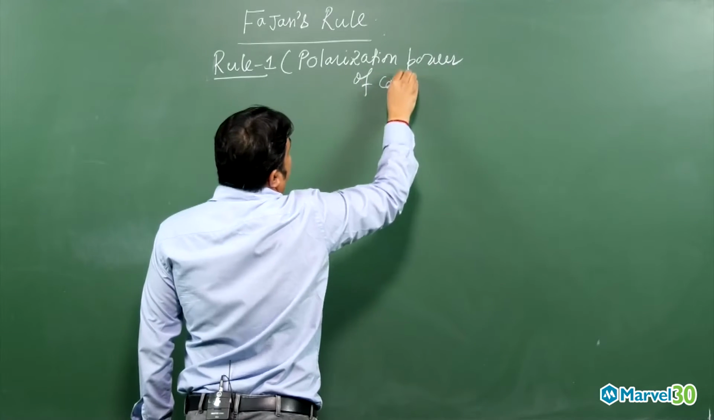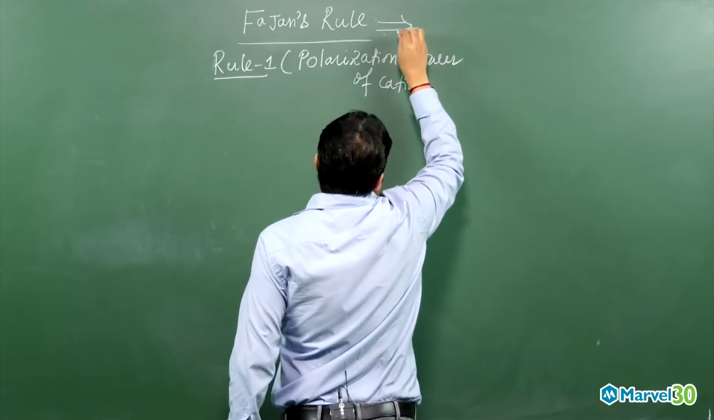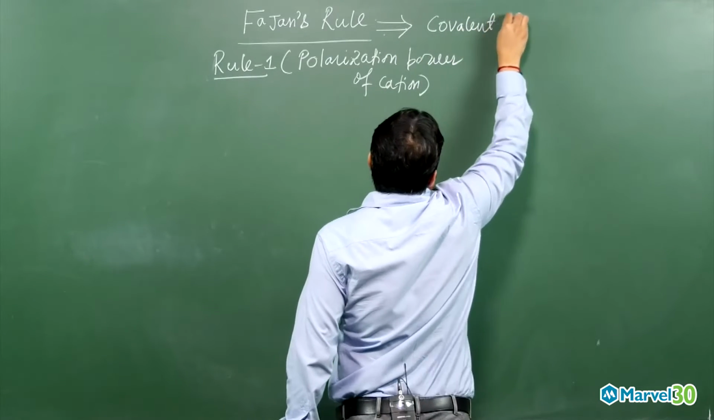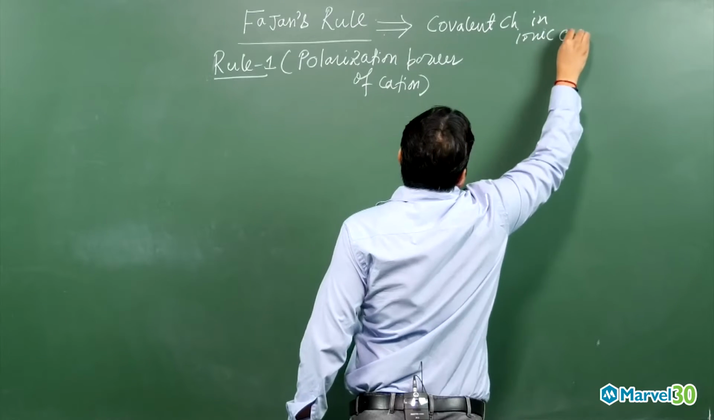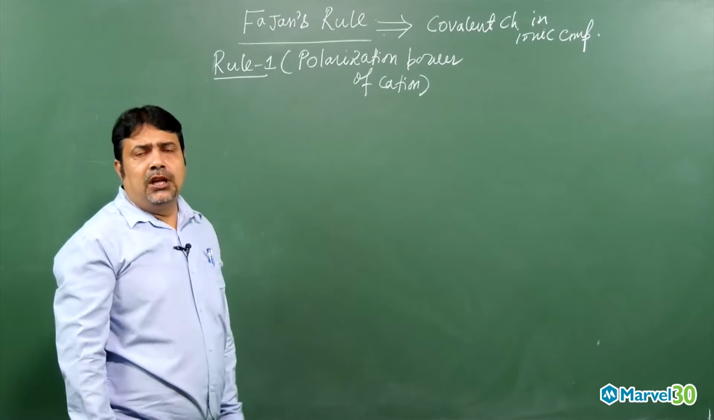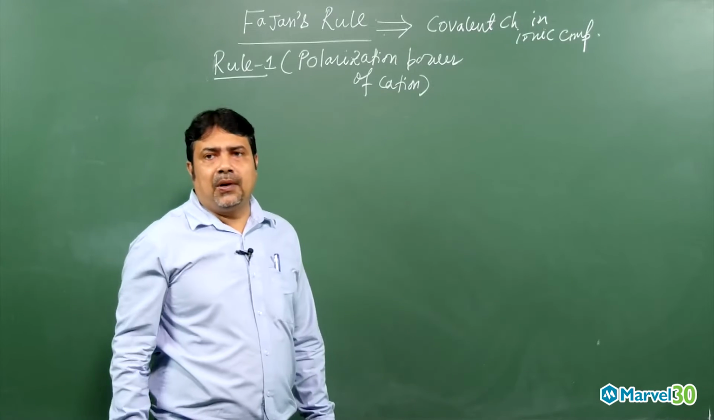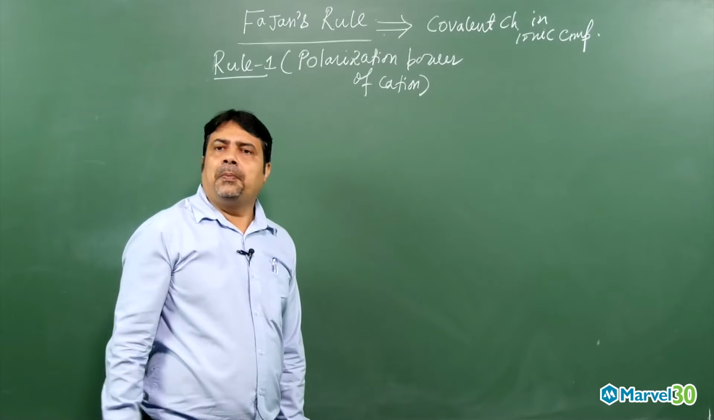Essentially, Fajan's rule is used to give an idea of covalent character in an ionic compound. So, Fajan's rule essentially will give you an idea of how you can explain covalent character in an ionic compound. There are three rules there. Rule 1 is the polarization power of cation.